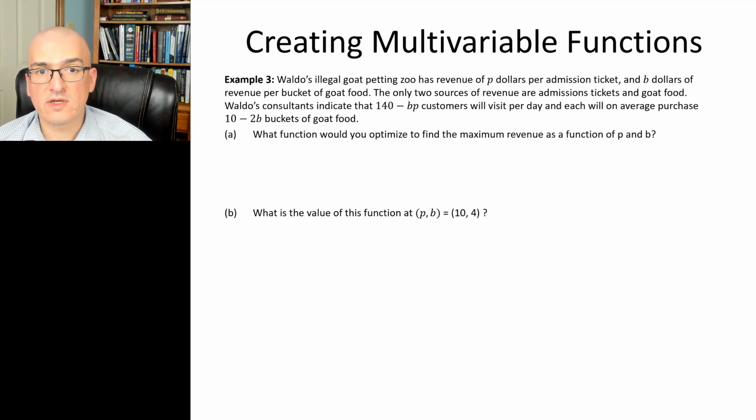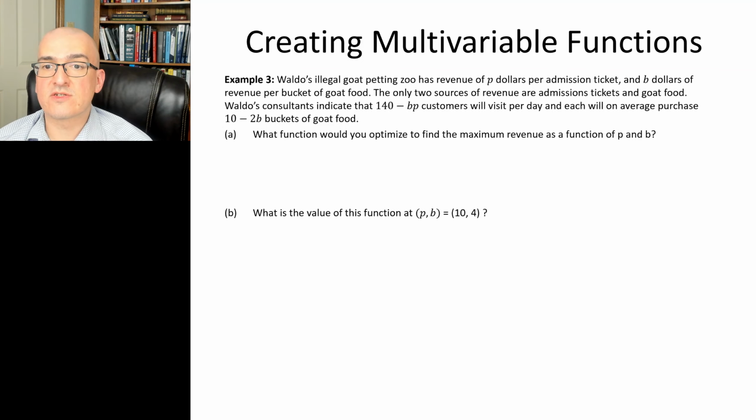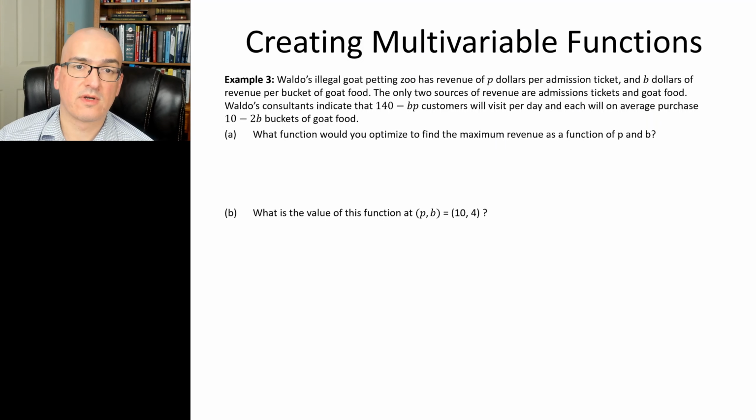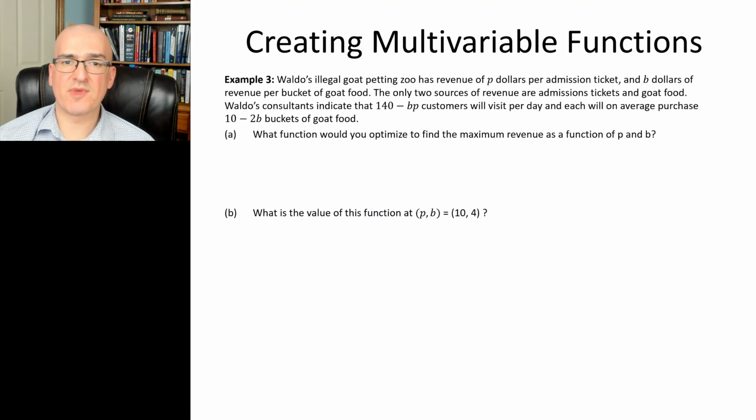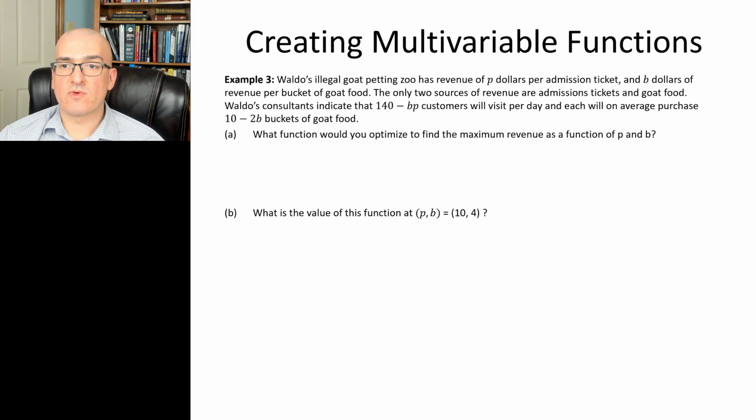So conceptually, when the prices of these things go up, when the admission price goes up and or the price of the goat food goes up, he's going to get fewer customers. He's going to make more money per customer, but have fewer of them. So there's likely some middle ground of prices, B and P, that will maximize total revenue.